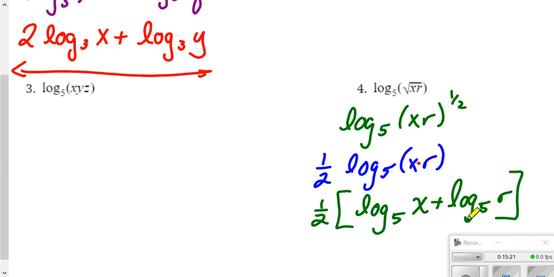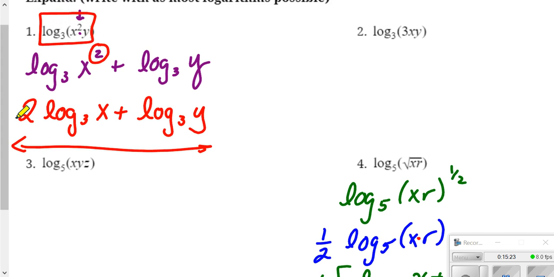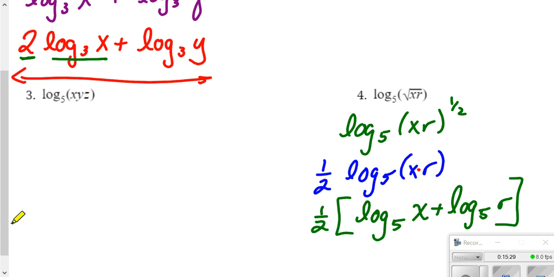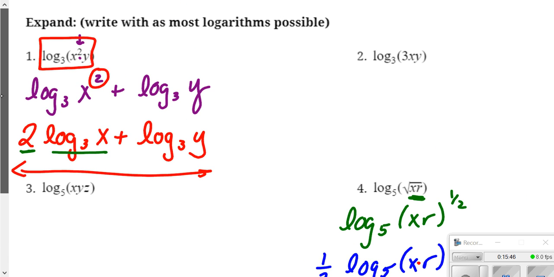Okay, so you might want to think about why this 2 ended up just in front of this, whereas this 1/2 ended up in front of the whole shebang. Right, the 1/2, the square root applied to this entire expression x times r. So the 1/2 is with all of this, right? I could distribute that if I wanted, right? Write 1/2 twice instead of having brackets. Whereas over here, that square only was on the 2. It was not on the y.